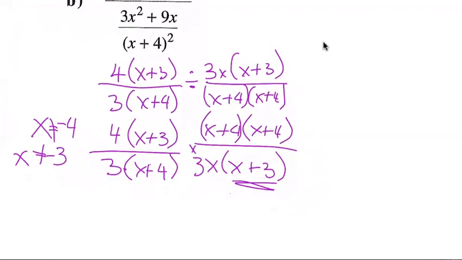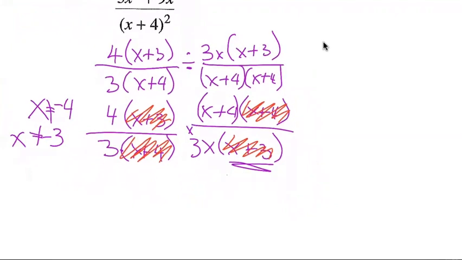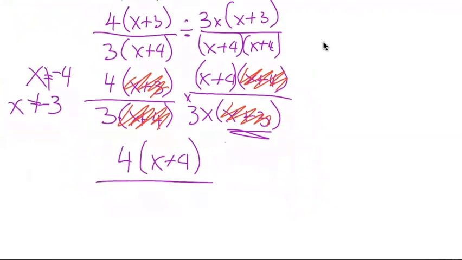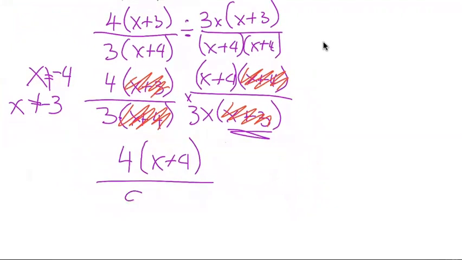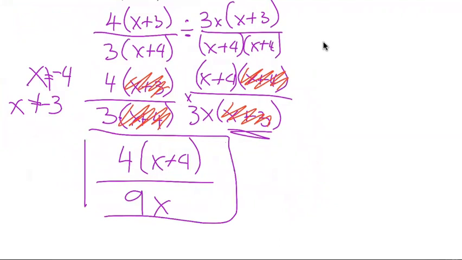And now I can cancel. X plus 3 will cancel with x plus 3, x plus 4 will cancel with x plus 4, and that is about it. So now we get 4 times x plus 4 over 3 times 3x is 9x. And that would be complete.